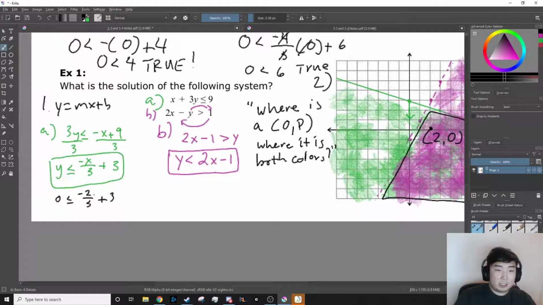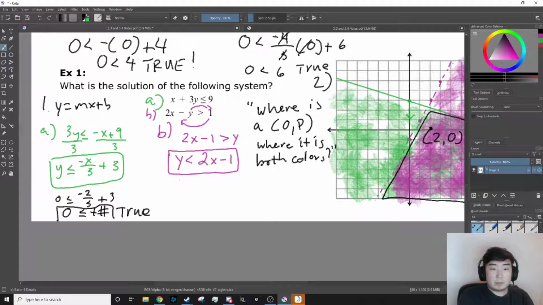This is true because 3 is bigger than this fraction, right? So 0 is less than or equal to a positive number. That's true. This is true. Because even if this number is like 0.5 or 0.1, it's still bigger than or equal to 0.